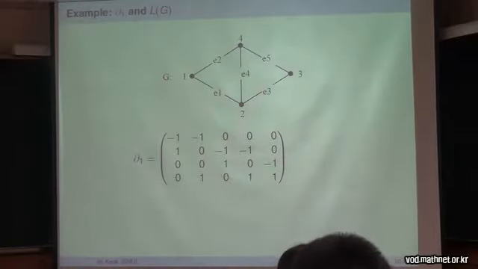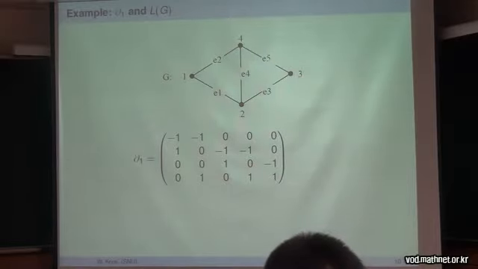The rows are indexed by the vertices, and the columns are indexed by the edges. For example, the third column talks about E3, and the tail is 2 and the head is 3. So for the tail we get minus 1, and for the head we get plus 1.